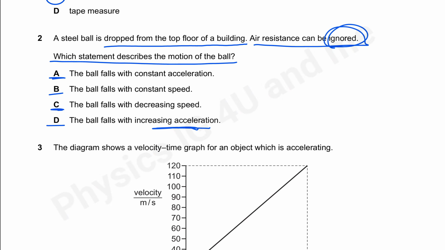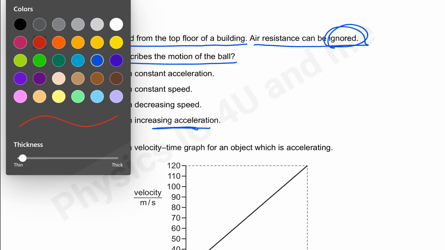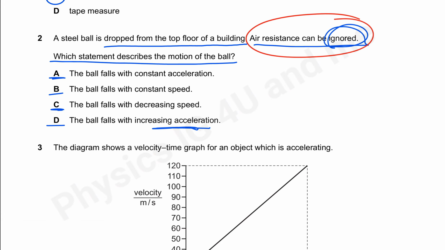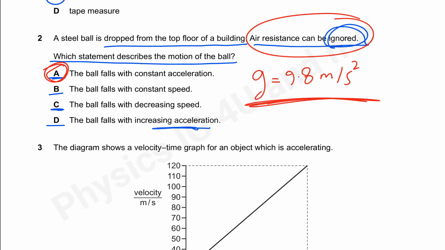We have to pay attention here that they mentioned that air resistance is ignored. What does that mean? It means there's nothing against the motion, which is nothing against the weight. It means the ball is falling in the field of gravity, so it is affected by the acceleration of gravity on Earth. We know it is 9.8 meters per second squared. So I have a constant gravity acceleration. So it is A, the ball falls with constant acceleration.